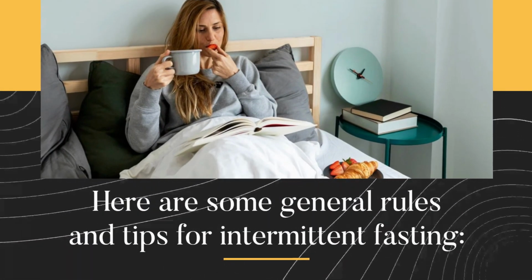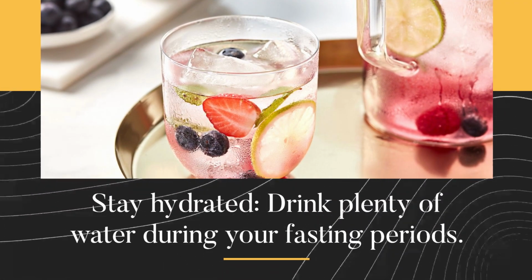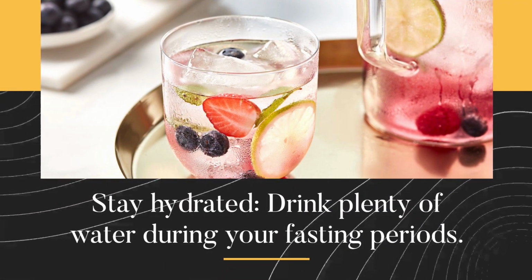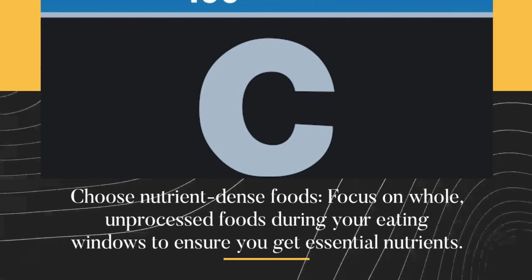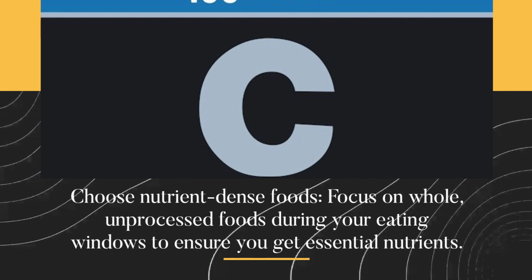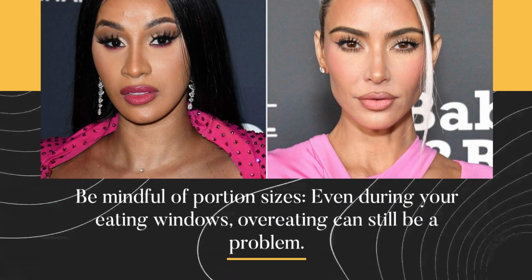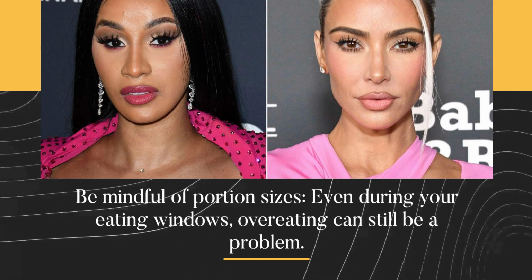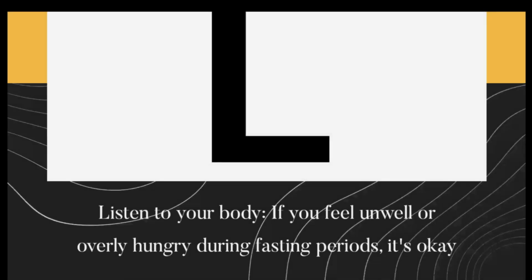Here are some general rules and tips for intermittent fasting. Stay hydrated. Drink plenty of water during your fasting periods. Choose nutrient-dense foods. Focus on whole, unprocessed foods during your eating windows to ensure you get essential nutrients. Be mindful of portion sizes. Even during your eating windows, overeating can still be a problem.